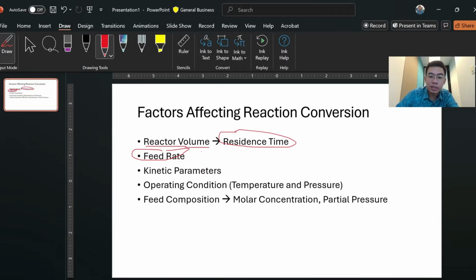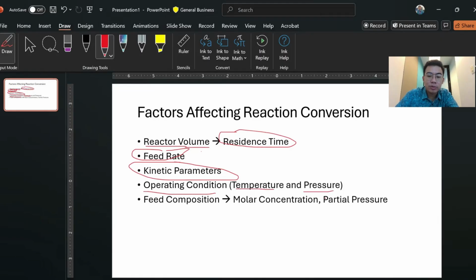The third one is the kinetic parameters. Because this is a kinetic reactor, the kinetic parameters will affect the conversion, by showing how fast the reaction will reach equilibrium. So definitely kinetic parameters will affect the conversion of the kinetic reactor. The fourth one is the operating condition, temperature and also pressure.